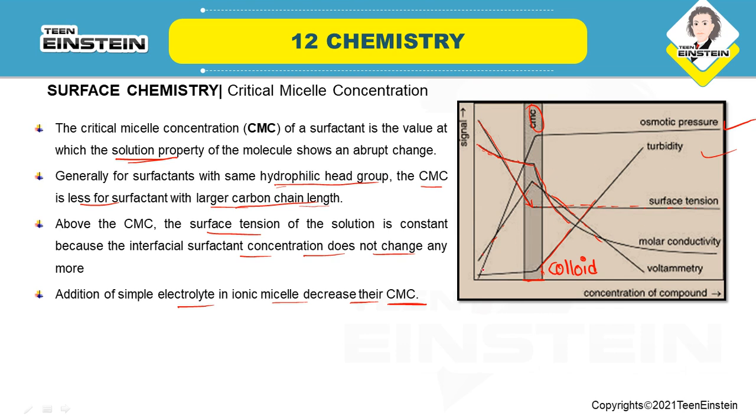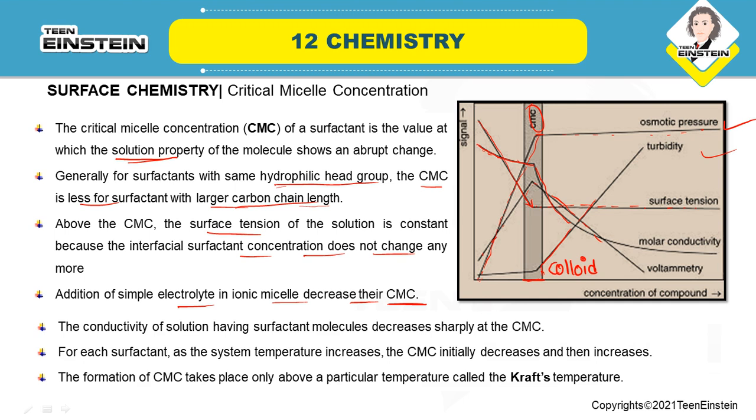Then we have osmotic pressure. When we gradually increase the concentration, this is a colligative property, so obviously with an increase in the number of particles it will increase. But see, once CMC is reached, there is no further change, because micelles have started forming, right? The value is no longer increasing because the number of particles is not increasing further. There is already formation of aggregated particles. So that is why osmotic pressure is almost constant.